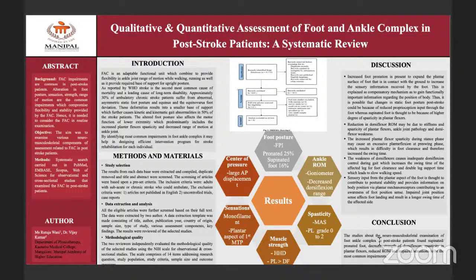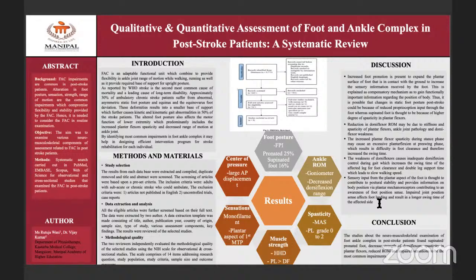So to conclude, the studies about the neuromusculoskeletal examination of the foot ankle complex in post-stroke patients found supinated or pronated foot, decreased strength of dorsiflexors, spasticity in plantar flexors, most commonly grade 0 to grade 2, reduced range of motion in dorsiflexors, and impaired sensation mostly on the plantar aspect of the foot. So my key message is, by identifying these most common impairments in the foot ankle complex, it may help us in designing efficient intervention programs for stroke rehabilitation for each individual. Thank you.